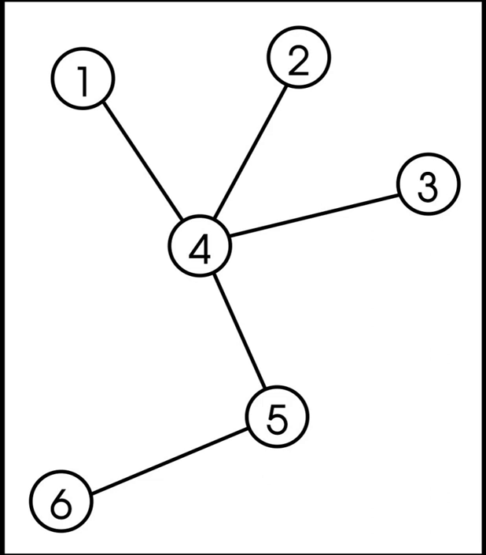In mathematics, and more specifically in graph theory, a tree is an undirected graph in which any two vertices are connected by exactly one path. Every acyclic connected graph is a tree, and vice versa. A forest is a disjoint union of trees, or equivalently an acyclic graph that is not necessarily connected.